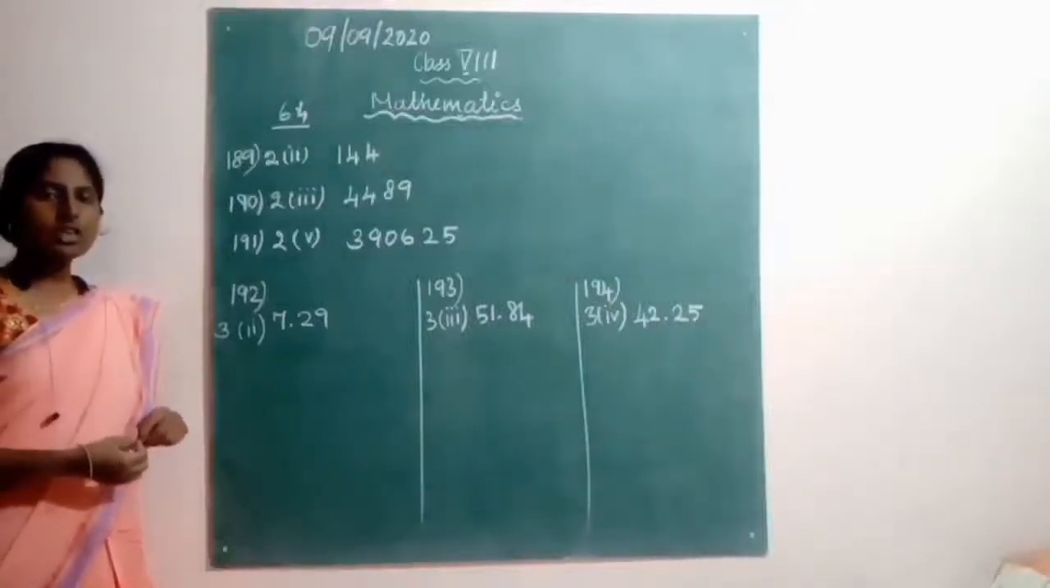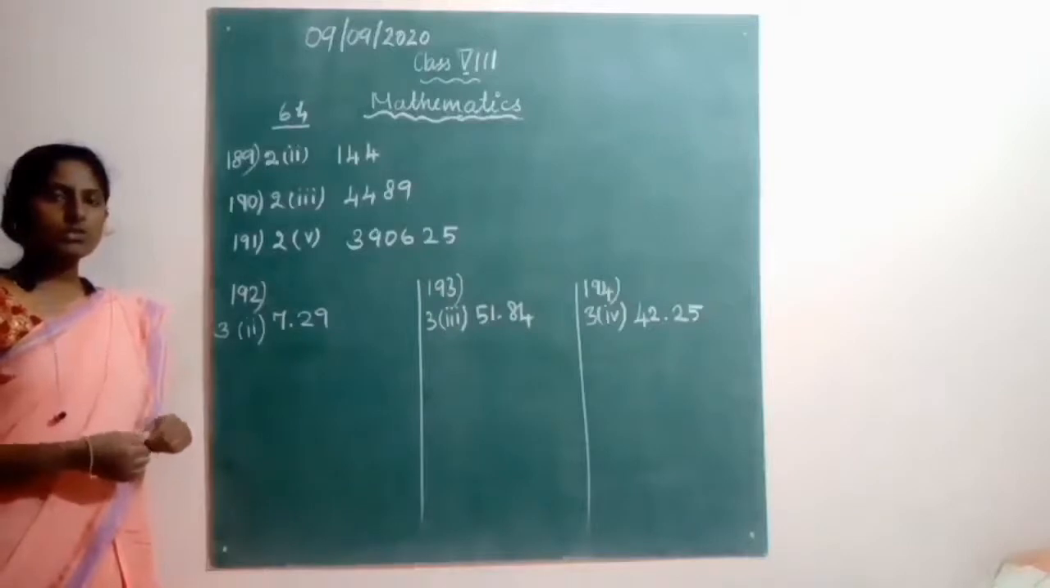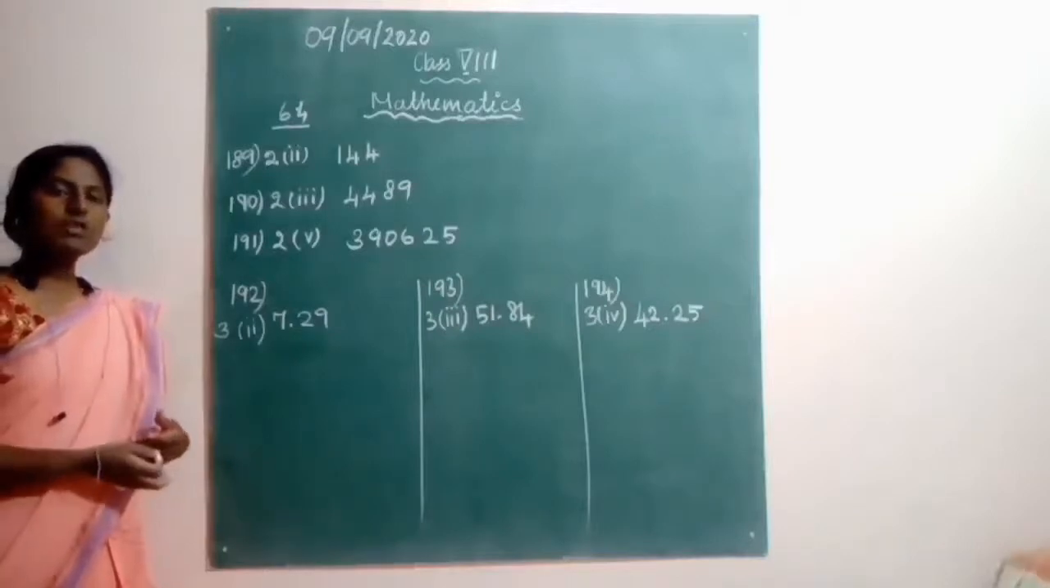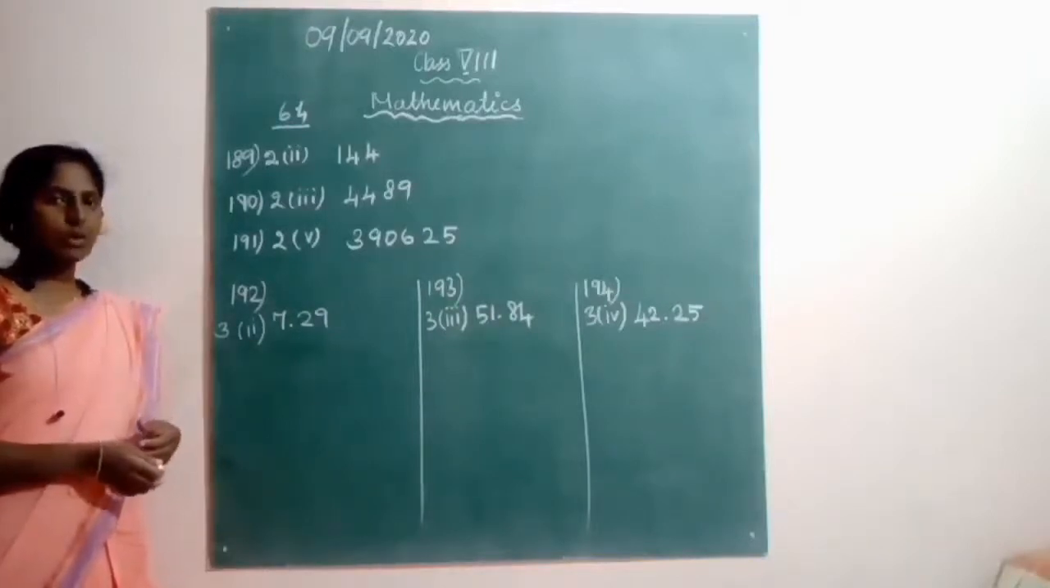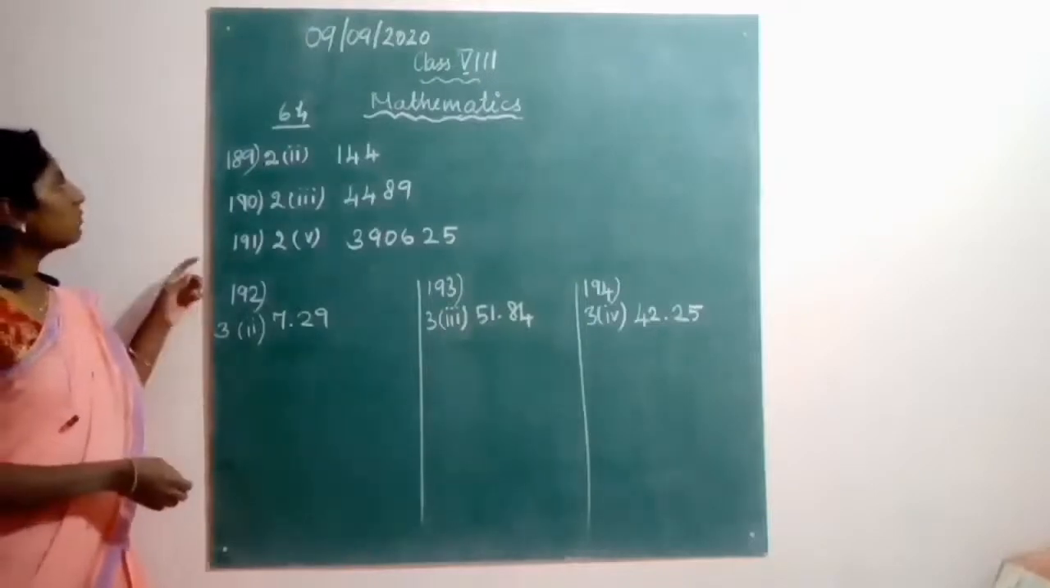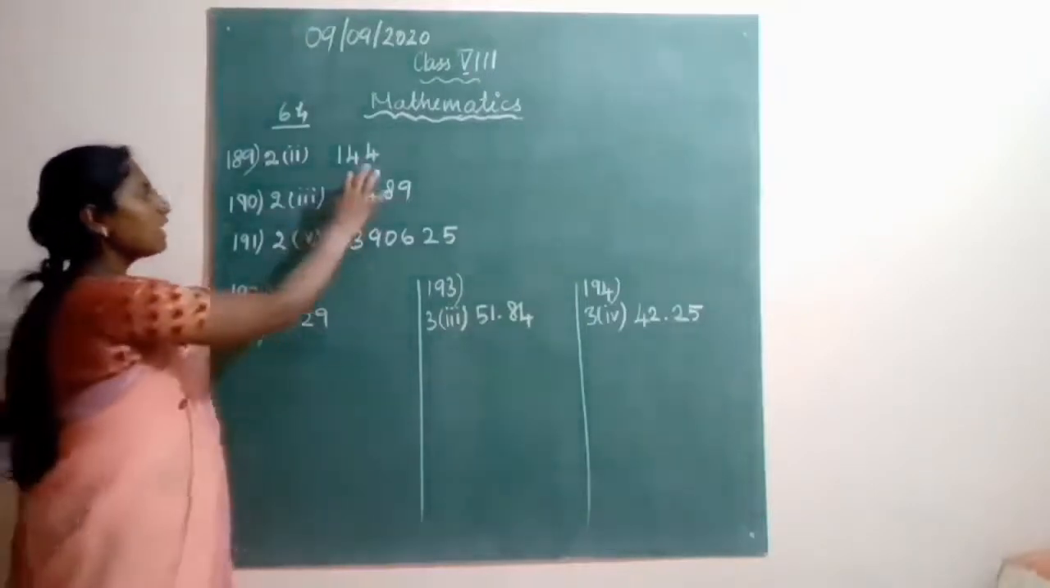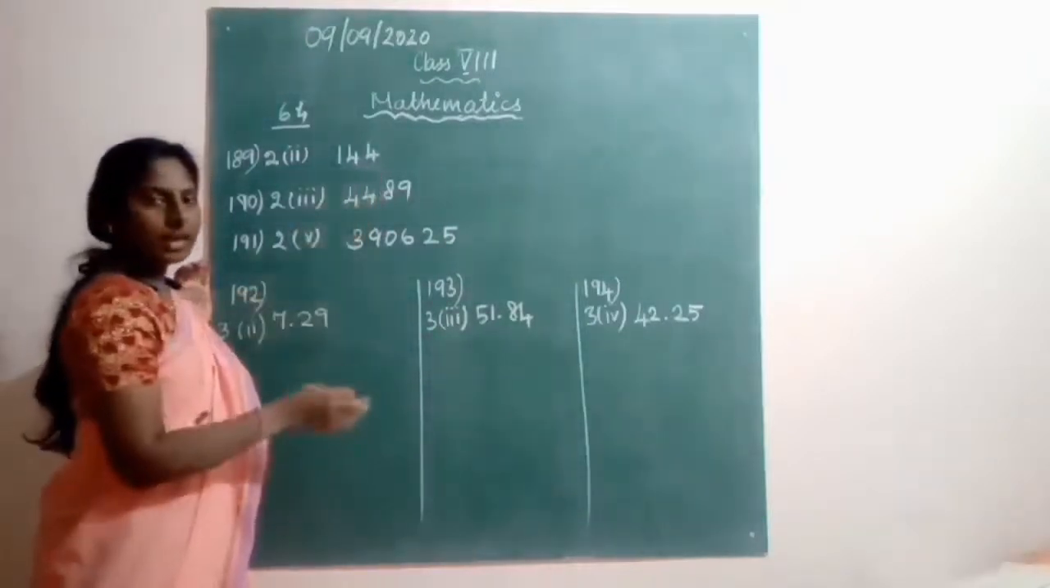In today's class, we will discuss the homework answers which were given in the previous class, and we will see a few more problems from exercise 6.4. Okay, so the second sum from exercise 6.4: here we have to find how many digits are there in the square root of the given number.